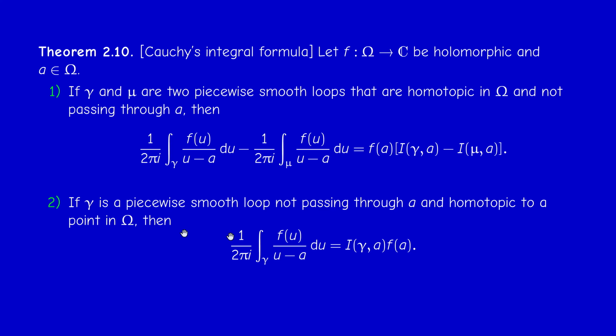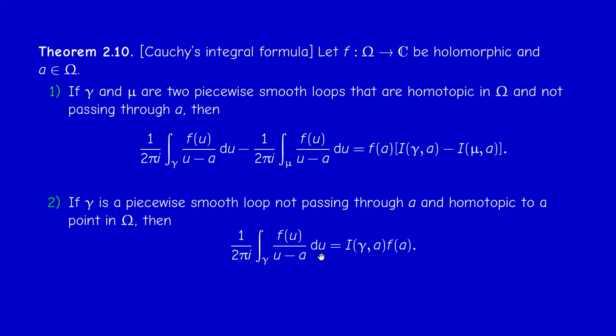And the second conclusion, which we shall use more often, is this one. If gamma is a loop not passing through A and homotopic to a point in omega, then I have a representation of f of A as an integral. So 1 over 2 pi i times the integral over gamma of this quotient. Actually, it's not 0 because this function inside is not holomorphic. It has a singularity at A. Now, f does not possess a singularity at A, but this ratio has a singularity. So I cannot say that it's 0 unless A is in the unbounded component of the complement of gamma. So this integral is the index times f of A.